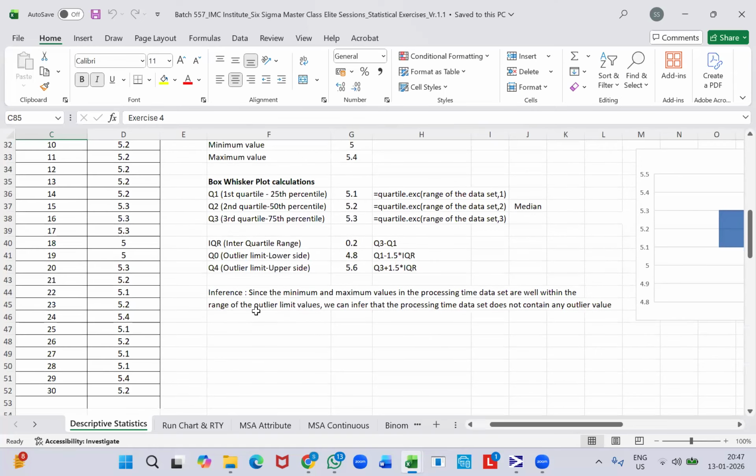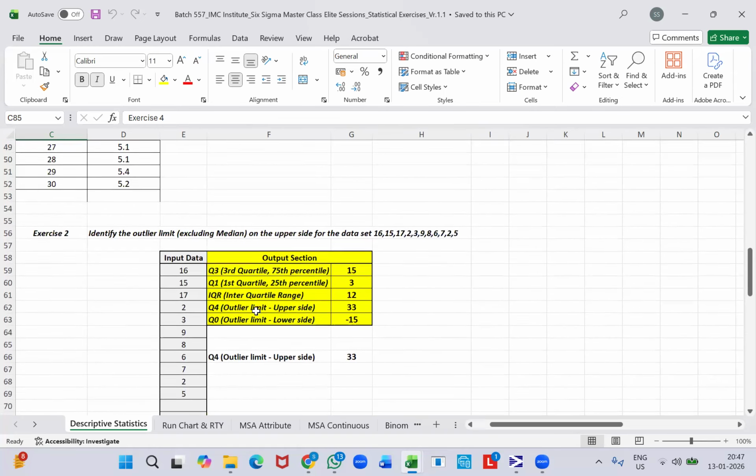We also looked at an exercise which is likely to come as a question in the final assessments. Here we were asked to calculate the outlier limit on the upper side, which is nothing but the Q4 value. I also showed you how to input the values in this template and then get the answers. You just need to arrange the data set in a vertical structure. You don't even need to sort this in ascending order.